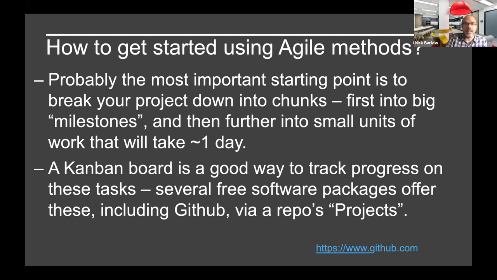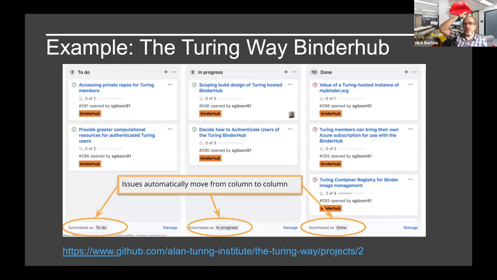And as an example of that, there's the Turing Way, which always comes up, but is a great example of a model open source project. So here again, you can see that this Kanban board has three columns for to do, in progress and done. And just as an extra step in the Turing Way one, it's all automated. So as issues get closed, the software will move the different cards across the Kanban board.